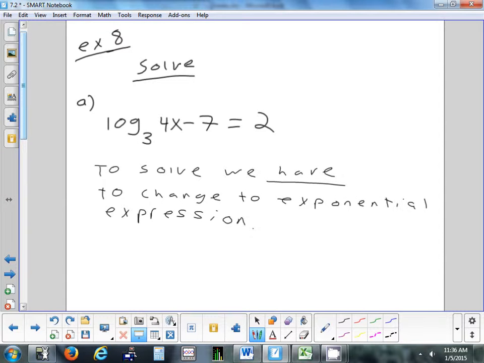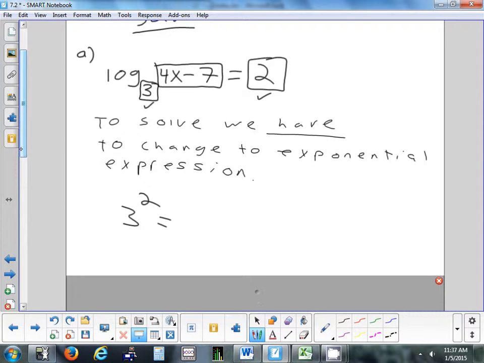Okay, first thing you should do is identify your three parts. Here's your base. All of that is your argument. And that's by itself on the other side. Okay, so let's start with my base. Emily, what's my base here? Go ahead, what is it? 3, yeah. 3 is my base. What's my exponent? 2. So we get the 3, the 2, and what's the only thing left that can go on the other side? That's it.